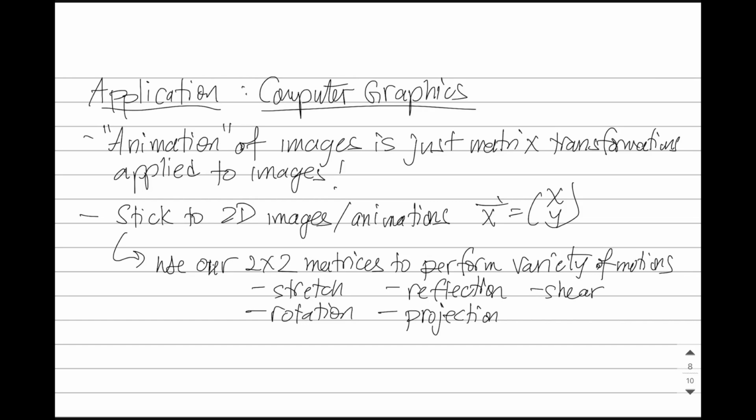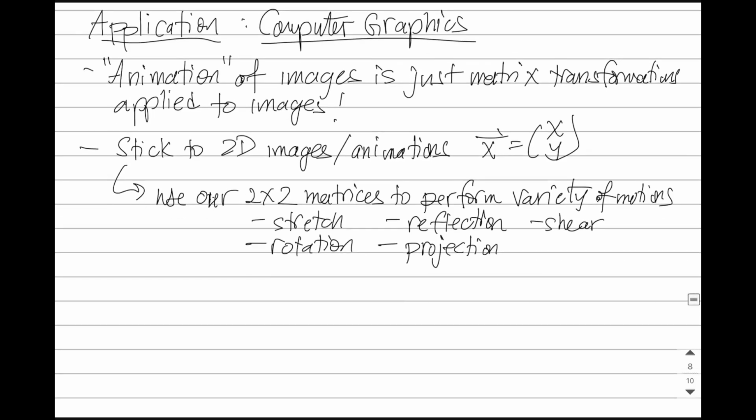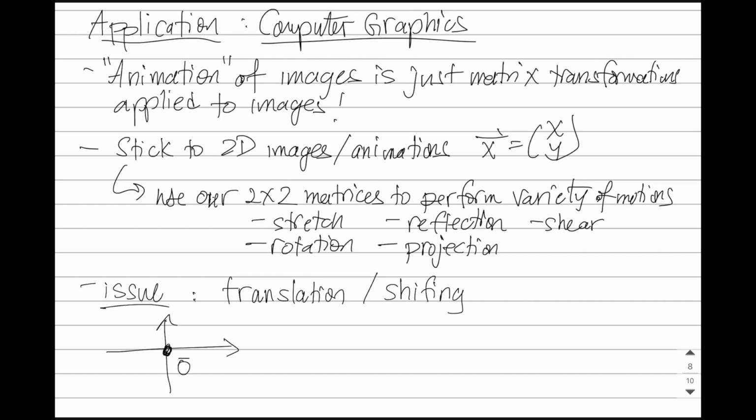We have already talked about a variety of 2x2 matrices that do various things: stretching matrices, rotation matrices, reflections, projections. All of those 2x2 matrices are great, but unfortunately there is one issue that causes us grief, and that is translation. Translation is shifting. If I have an image in a two-dimensional plane, with an origin, I would love to be able to shift the origin to a new location. Can I shift the origin to some point P using a matrix transformation?